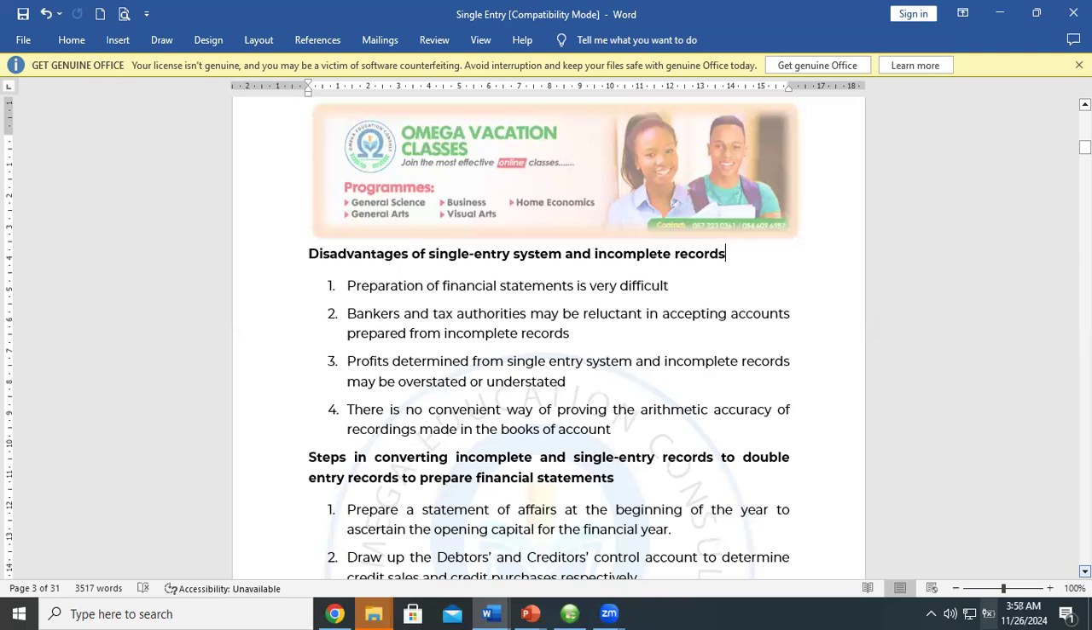Do you have enough cash that you can settle the loan? Is your business generating more profit? So they check your financial statement. If you are using the single entry, they might reject. In fact, they will reject. The tax authorities may also reject such records, right?